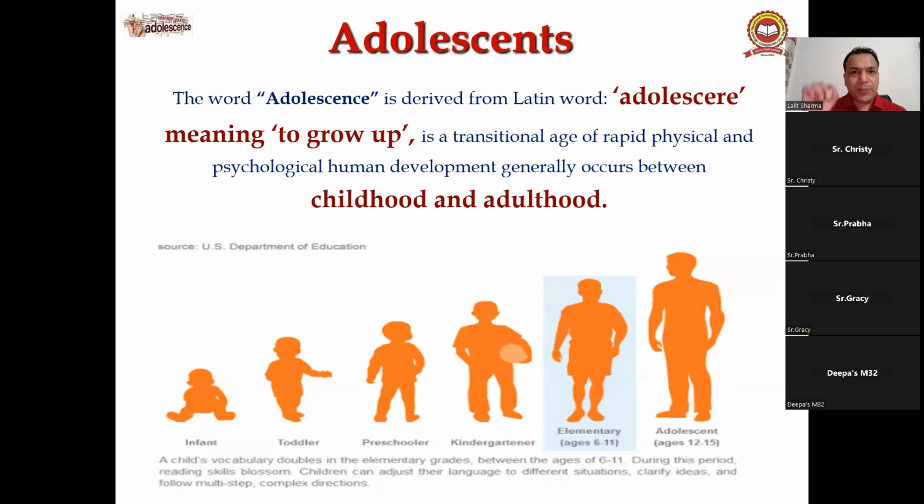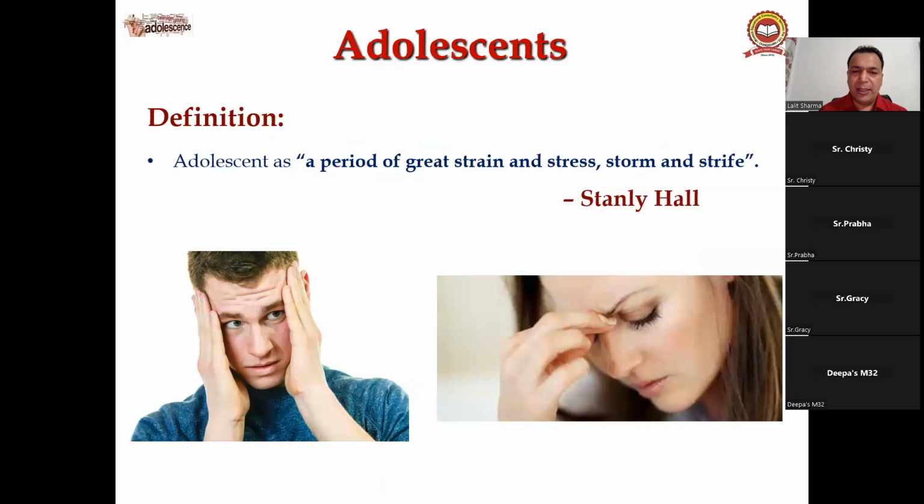In the next slide, the definition of Stanley Hall. This is very important, and I expect you all to learn it. In the B.Ed also, you have learned this. Stanley Hall has said that adolescence is a period of great strain and stress, storm and strife.